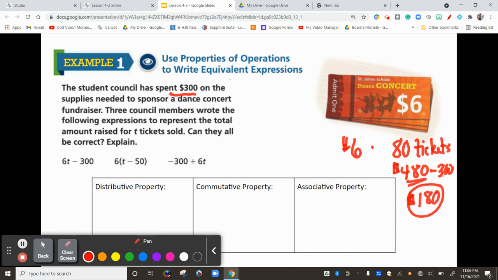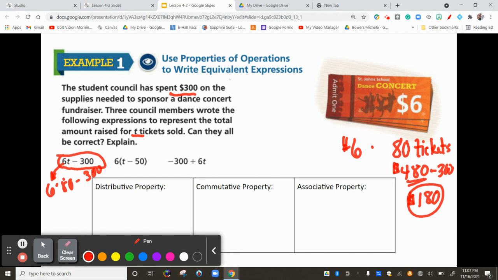So then, hopefully that makes sense to you, let's look at these different expressions and see if any of them make sense. So if we're using the letter T to represent tickets sold, then what you see here in this math, it's saying we're going to take 6 times the tickets sold. In this case, remember we said 80, so 6 times 80, and then subtract 300. Well, that's exactly what we did here in our work. So that works. These are just different names for the same stuff. So this is the expression we use.